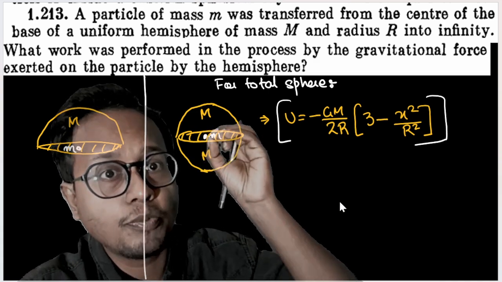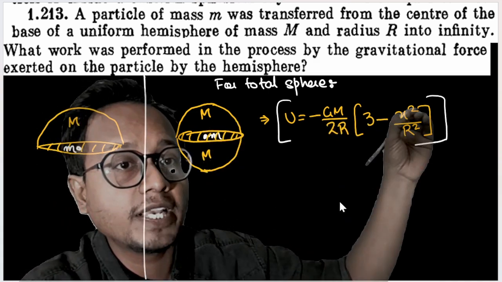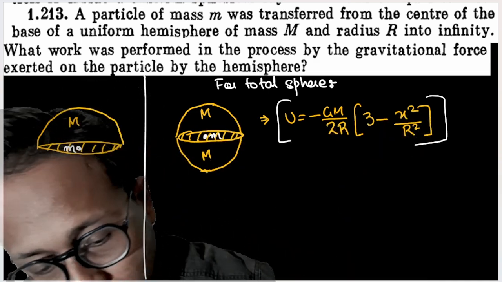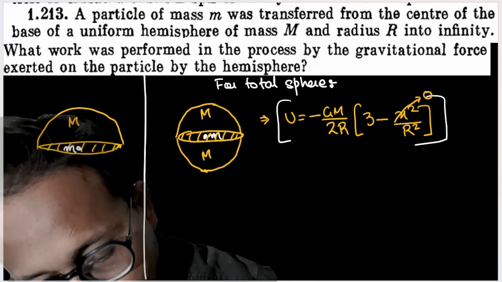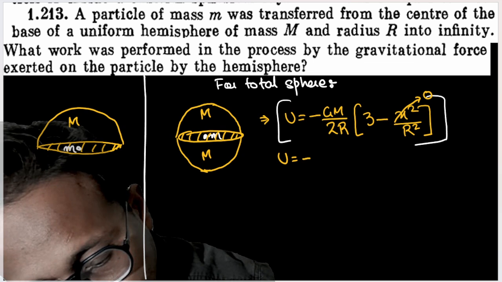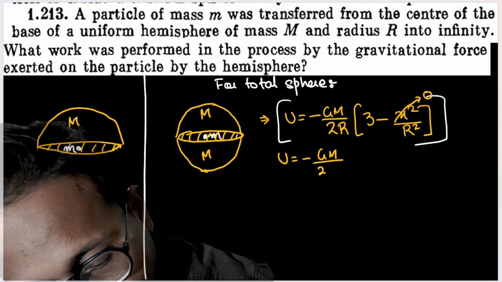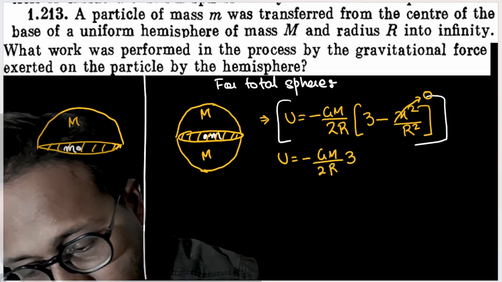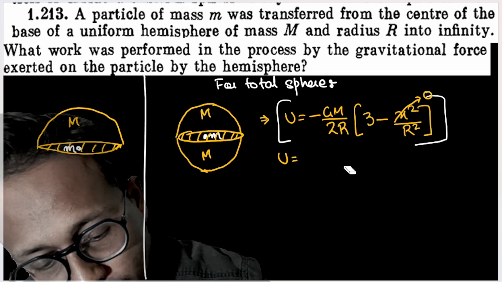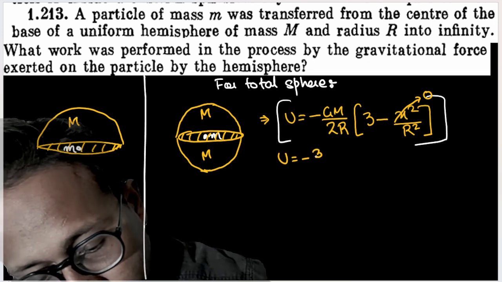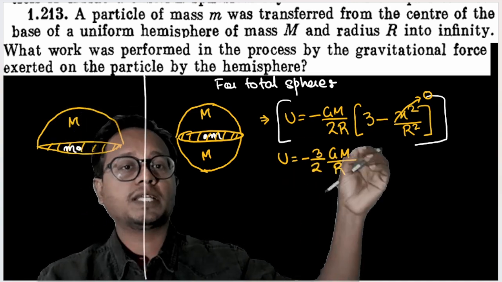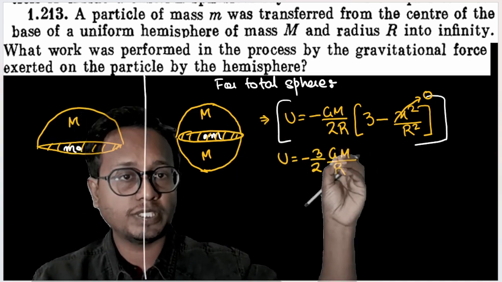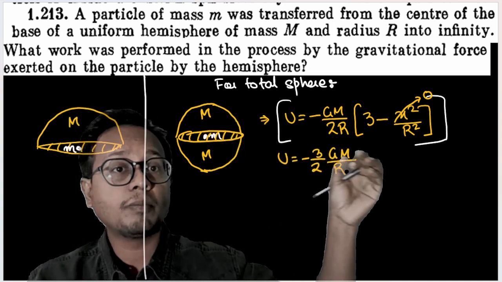So if I'm finding out the potential at the center, what is the value of x? The value of x is nothing but 0. Why? Because I'm finding out the potential at the center. So potential at the center is nothing but GM by 2r into 3. If I rewrite this neatly, it is minus 3 by 2 G into M by r. But M was the mass of the sphere. Okay, do not get confused between this variable M and this m. M was the mass of the sphere.